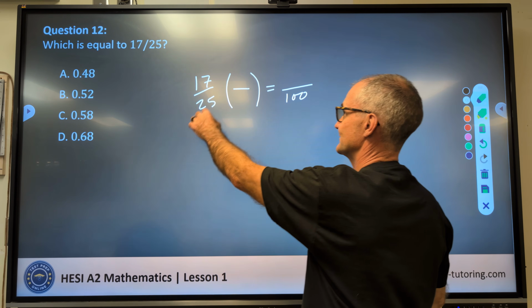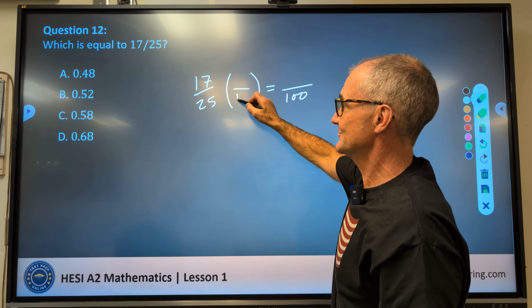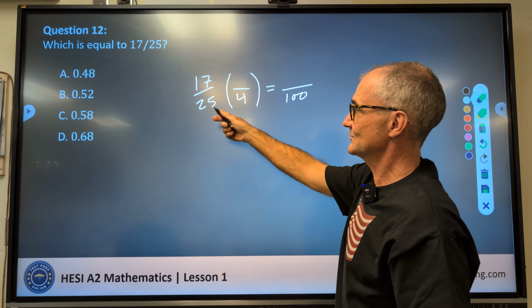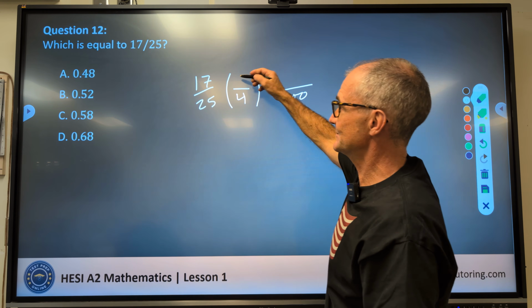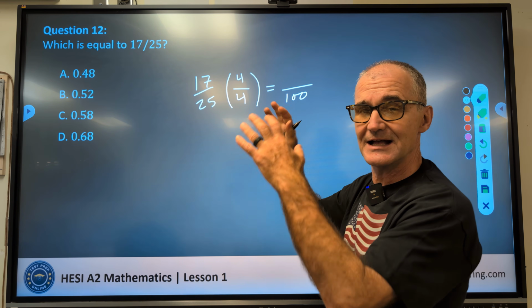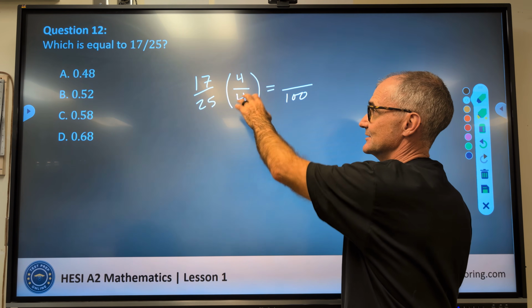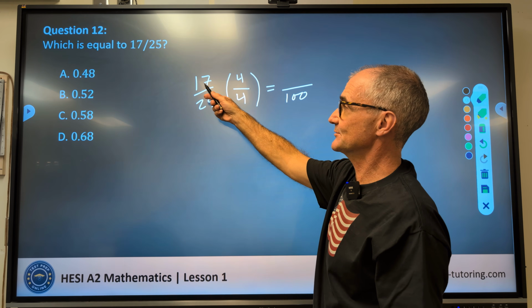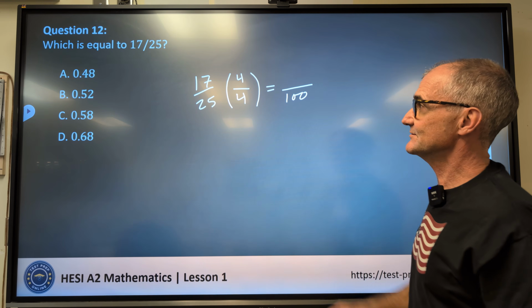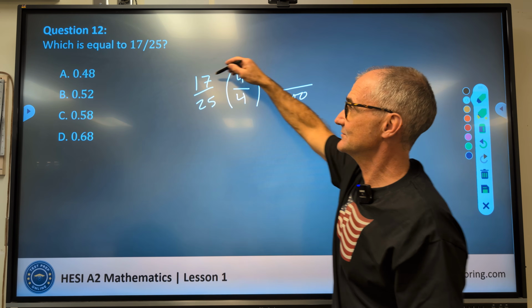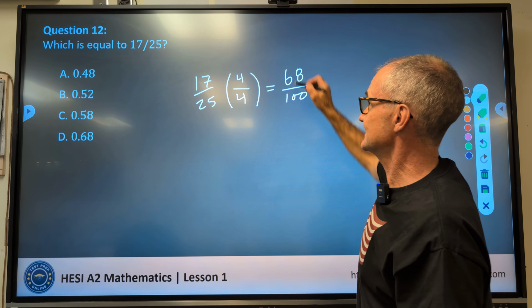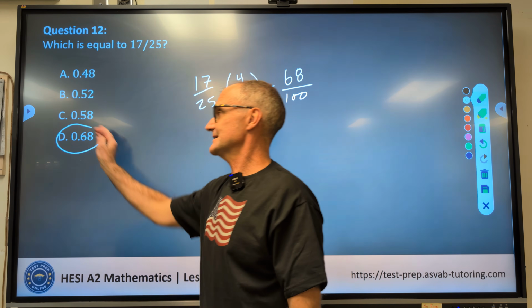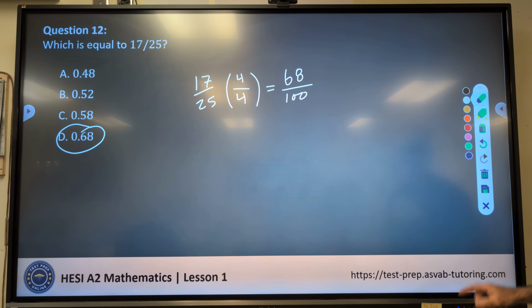So how do I get 25 to 100? I multiply that by 4. I know I want to go to 100 because that's what decimals are. 25 times 4 gives me 100. This number has to be the same as this number, equivalent of 1, so I don't change the value of that. Then if I multiply this by 4, I've got to multiply this by 4. 4 times 17 is 40 plus 28, 68. Then I convert that to a decimal, 0.68. Answer D right there.